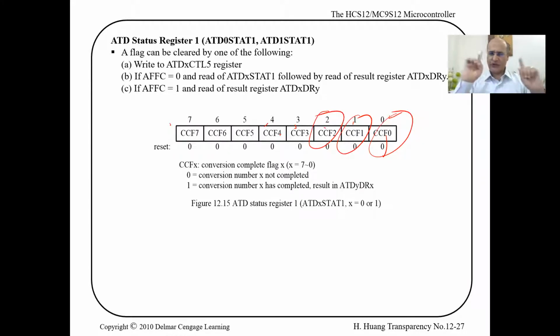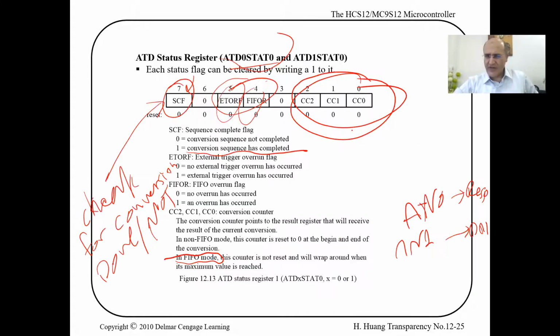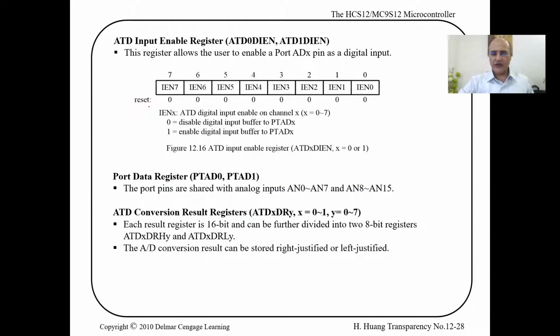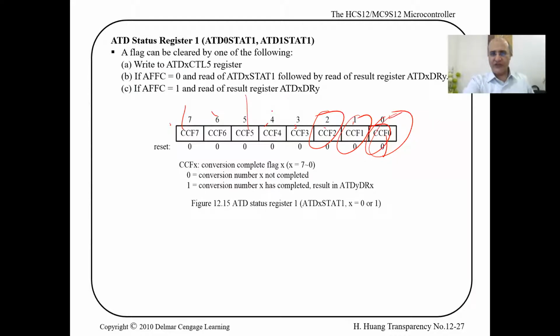But if we're using one single conversion, checking this would do it, or even checking the conversion sequence complete flag. This would do it. But this represents the whole sequence. This would not help you if you're doing 8 conversions. If you're doing 8 conversions, this would rise only after all of these become ones. Okay. These will rise.